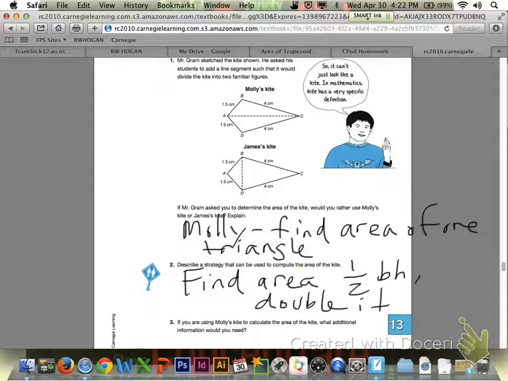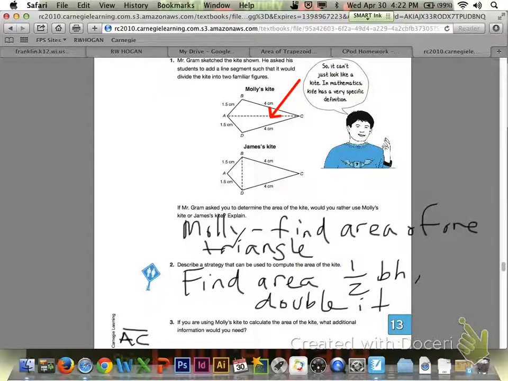For number 2, a strategy that you could use was simply to find the area of the triangle using your formula 1/2 base times height. If you calculated the area, you could just then double it or take the sum of both of them in order to get the total area.